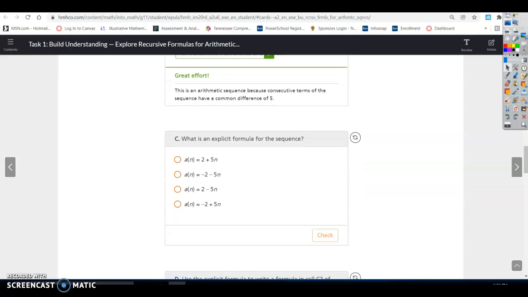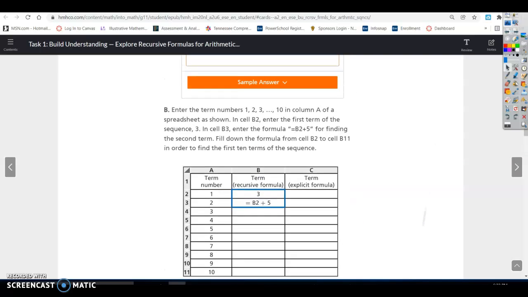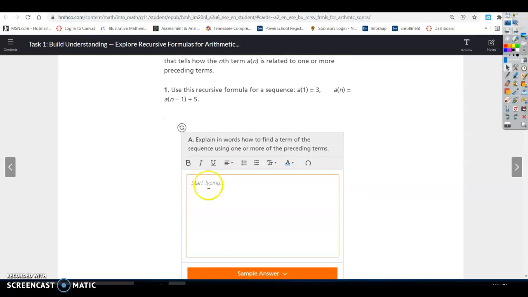It says, what is an explicit formula for the sequence? Remember, for a recursive formula, we're going to have the previous term, not the first term. Remember, a of 1 is your first term. So I have to take 3 and go back 5. So a of n minus 1 means the term before. This is just the notation for that.